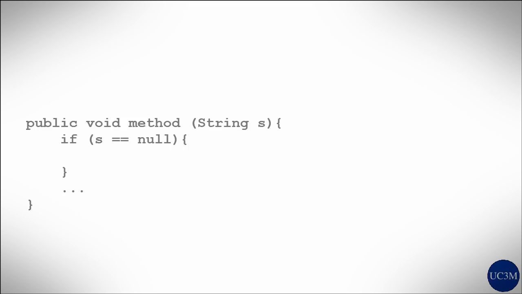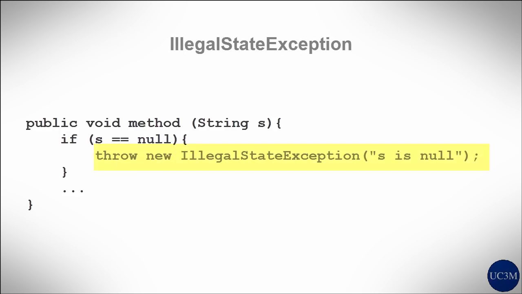For example, we can check that the objects our method is receiving are not null, and if so, we can throw an exception. Java already has some well-known exceptions that we can throw. In this example, we can throw an illegal state exception with a message indicating that the argument we are receiving has not been initialized. That is, does not have the appropriate state at this time of the sequence of instructions.